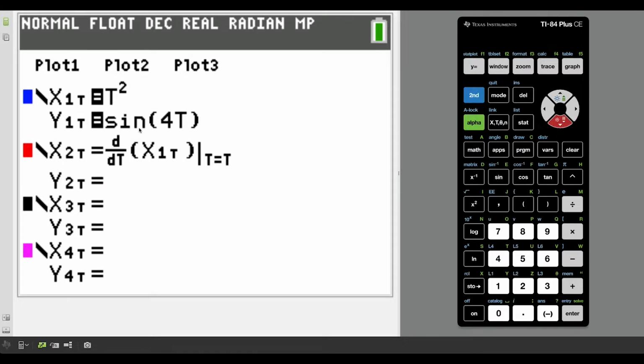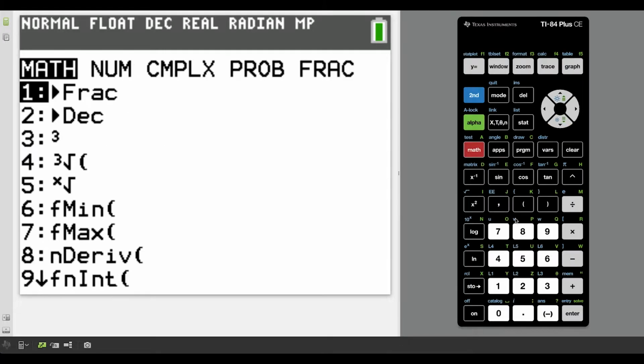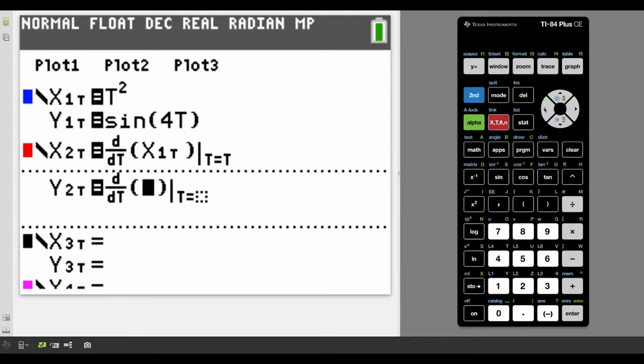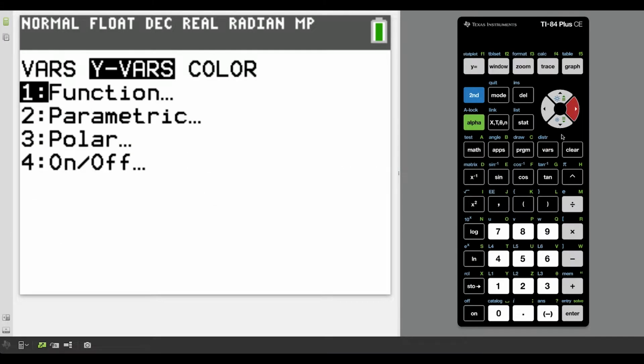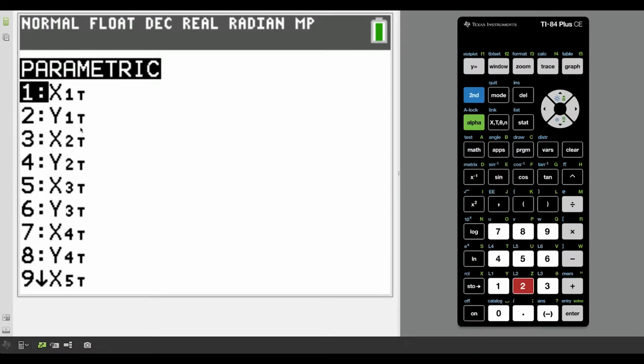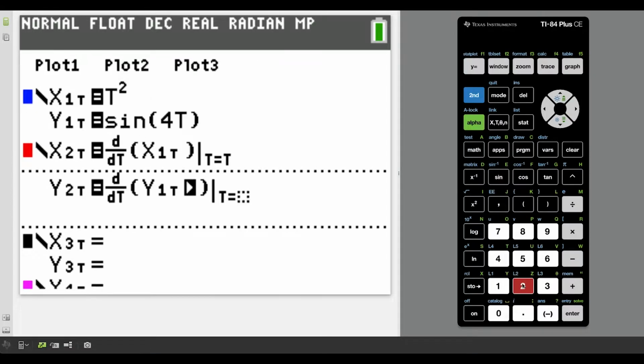Now we could do the same thing here. We could just press math 8, take the derivative with respect to time, vars, we go to the right, parametric, and this time we select the y1 equation, which is under 2. And then we have, once again here, we just type in t equals t. So now the benefit of this is now we have x prime and y prime in the x2, y2 spot.